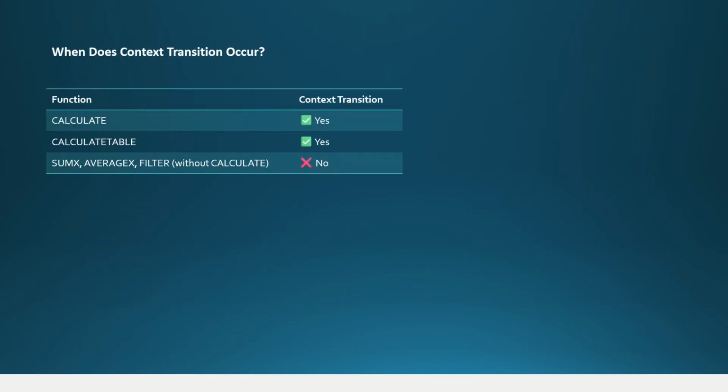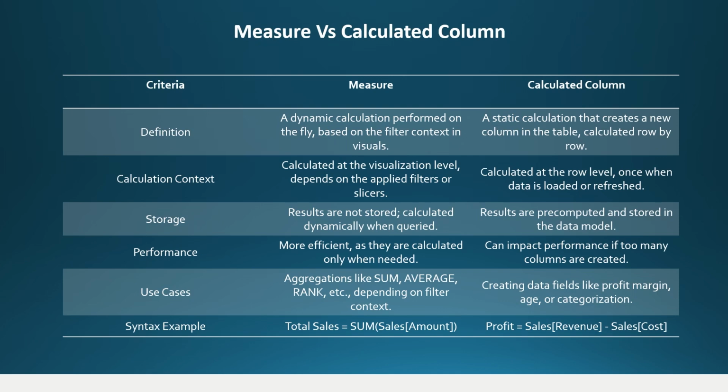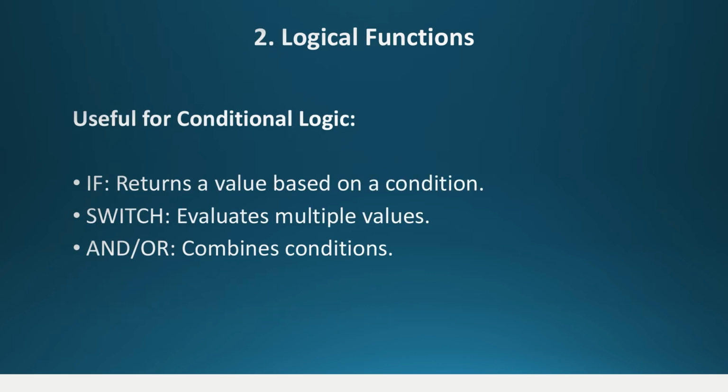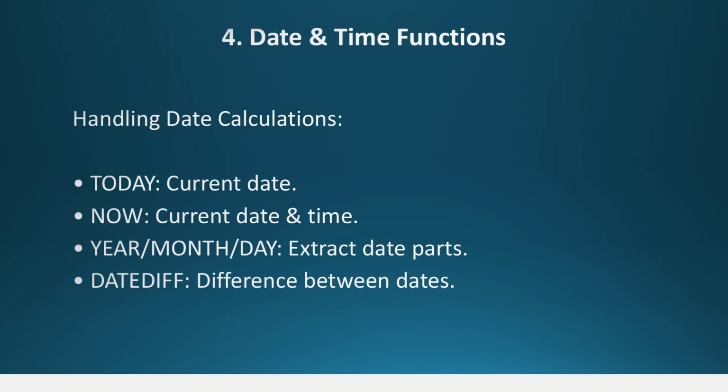So let's do a quick recap of what we have learned today. We started off with understanding what is DAX, what you can do with DAX, and we also took a look at the simple DAX formula. We understood the difference between measure versus a calculated column. We then took a look at some of the basic aggregation functions like sum, average, count, count distinct, etc. We took a look at the logical functions, the if function, the switch function, the and or function. We looked at the concatenate function. We looked at knowing the length of the text. We looked at how do we extract parts of the text. We also looked at the case formatting, upper and lower. We also looked at the date and time functions. We understood how to use today, now, year, end of month, etc.